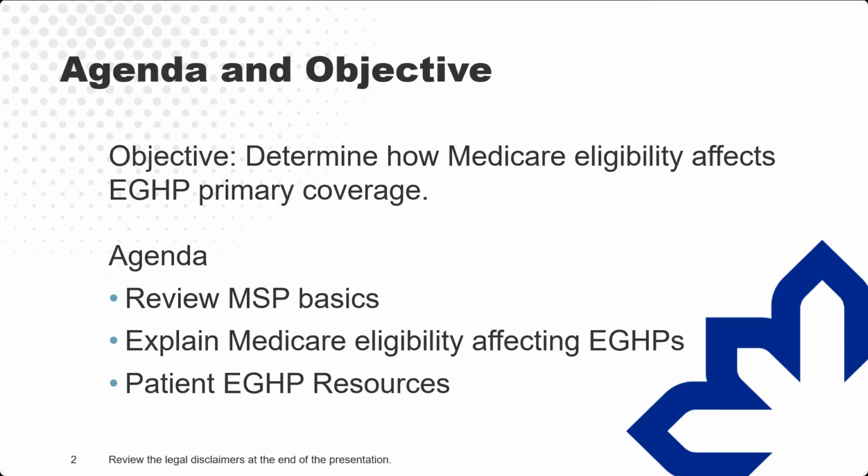We'll then talk about Medicare eligibility, because Medicare eligibility affects certain things within an employer group health plan. And then we'll talk about some patient resources to help as well. So lots going on today. Please remember the acronyms are always going to be spelled out in the bottoms of the slides, or if you need me to spell them out or Karen to spell them out, please ask us. There is a lot of acronyms in the Medicare world.